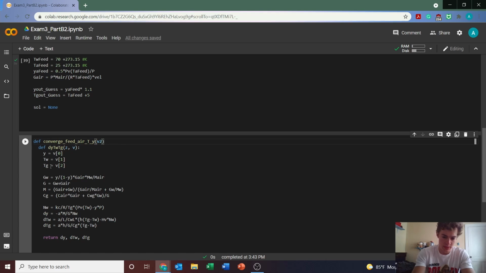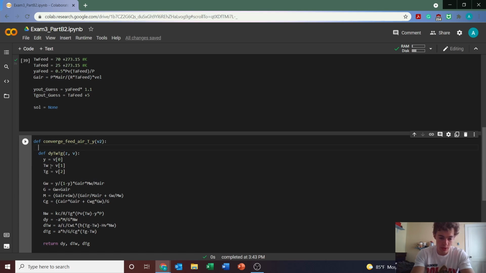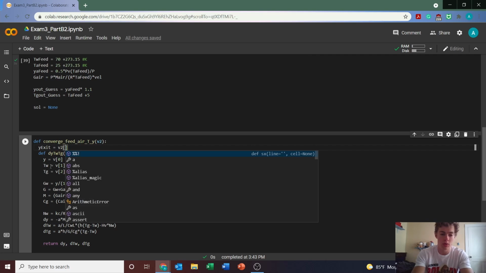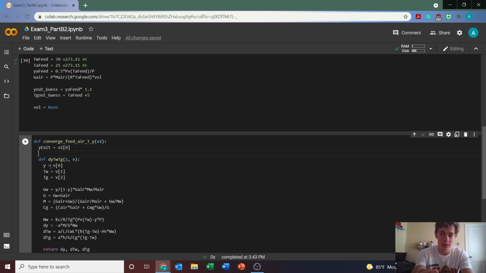What we can say is that the first component is going to be equal to our exit mole fraction of water, so we have our y exit. That's going to be equal to the first component of our array. And then we can define the exit temperature, or the exit of our gas, which is going to be equal to the second component of our array. So v2, 1.